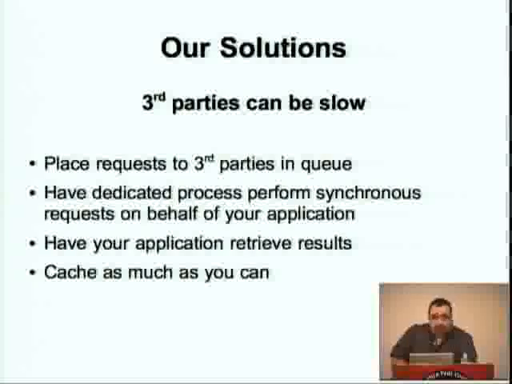Okay. Talking to third parties can be slow. So how do we solve this? We place all the requests going to a third party, in this case Facebook, in our queue system. Our queue system has dedicated processes that perform synchronous requests on behalf of the application. And then the application can later come and check for the status of our request, and if we have the answer, then it will retrieve the results. Otherwise, it will repeat that process later.